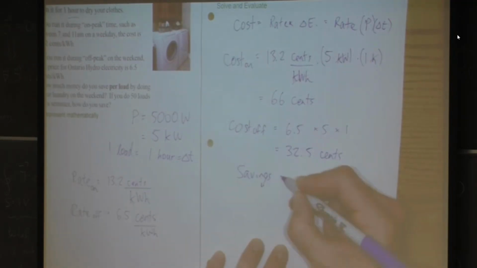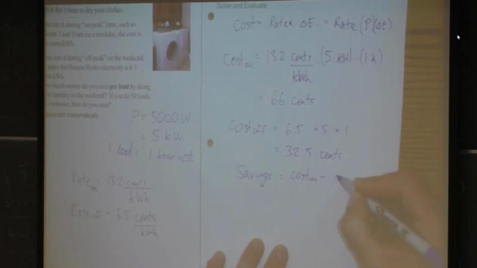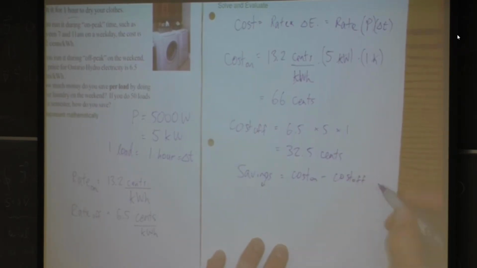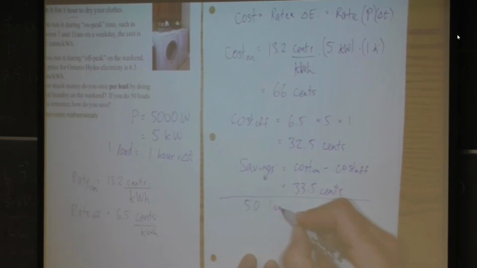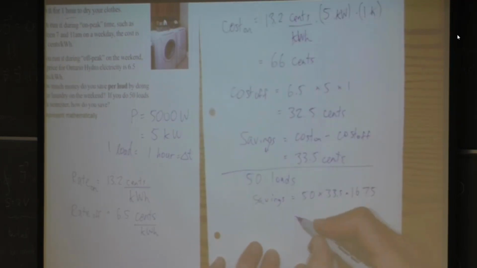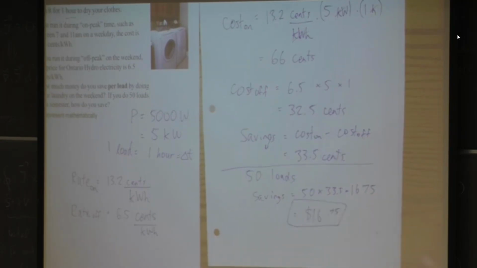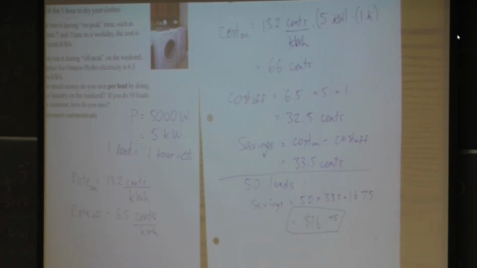So the savings is what you would have paid on the on-peak minus what you pay for the off-peak, and I got 33.5 cents, which doesn't seem like much, but if you do 50 loads, then your savings is 50 times this. 50 times 33.5, which I got as 1675. So that's actually $16.75 if you do 50 loads of laundry in a semester. And I think that's all I have to say about 7.8.